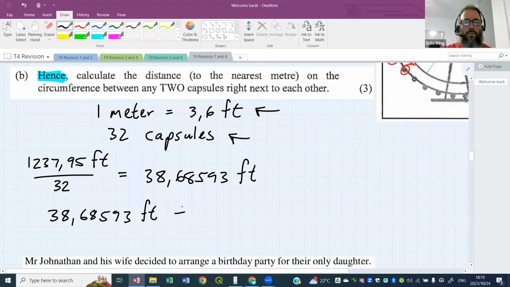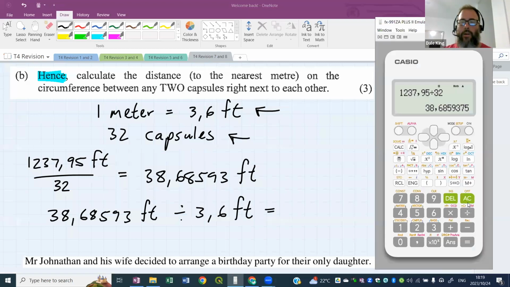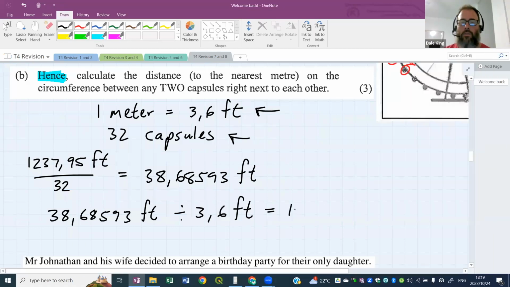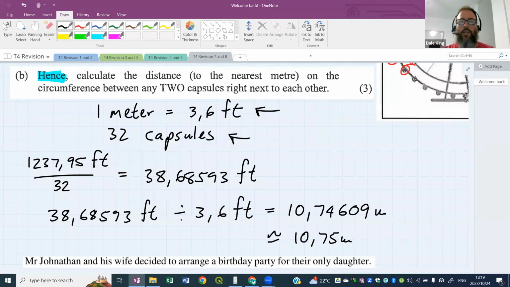And I'm going to divide it by 3.6, because each 3.6 of these feet is a meter. So I'm cutting it up into 3.6 feet pieces. I'm just going to take my answer there on the screen and divide by 3.6. And there we go: 10.74609 meters, which rounds off to 10.75. Well done. Good job, everyone.